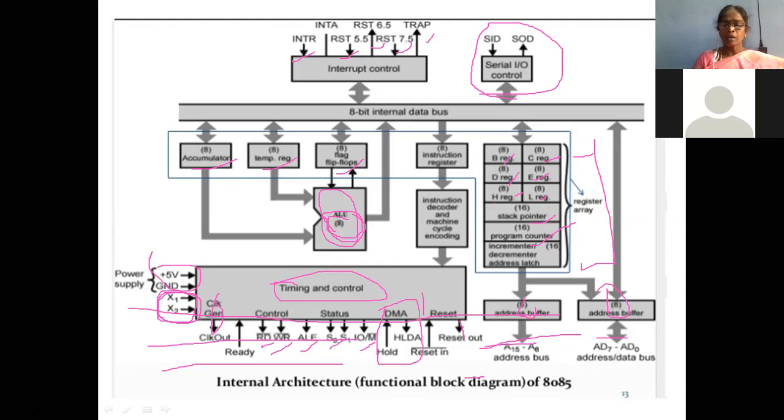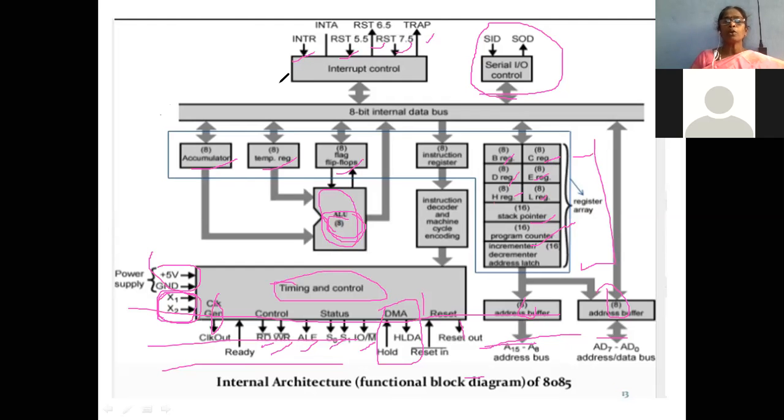On the whole, I'll explain the architecture of 8085, which consists of an ALU, which is an 8-bit ALU. There is an accumulator, and also an 8-bit register, and all these can be connected with the internal data bus. The general purpose registers are BC, DE, HL, and in addition there are two other registers, stack pointer and program counter, and the serial IO control. We are using SID and SOD, serial in data and serial out data.